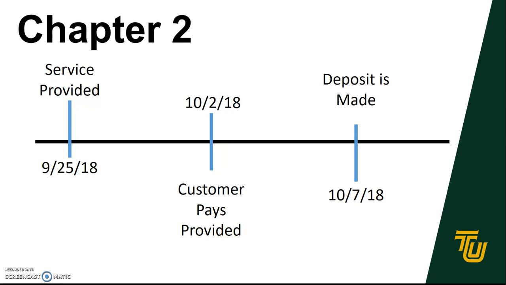2018. You pay the bill related for the services on October 2nd. Then on October 7th, the lawyer actually takes your check and deposits it into their bank account.